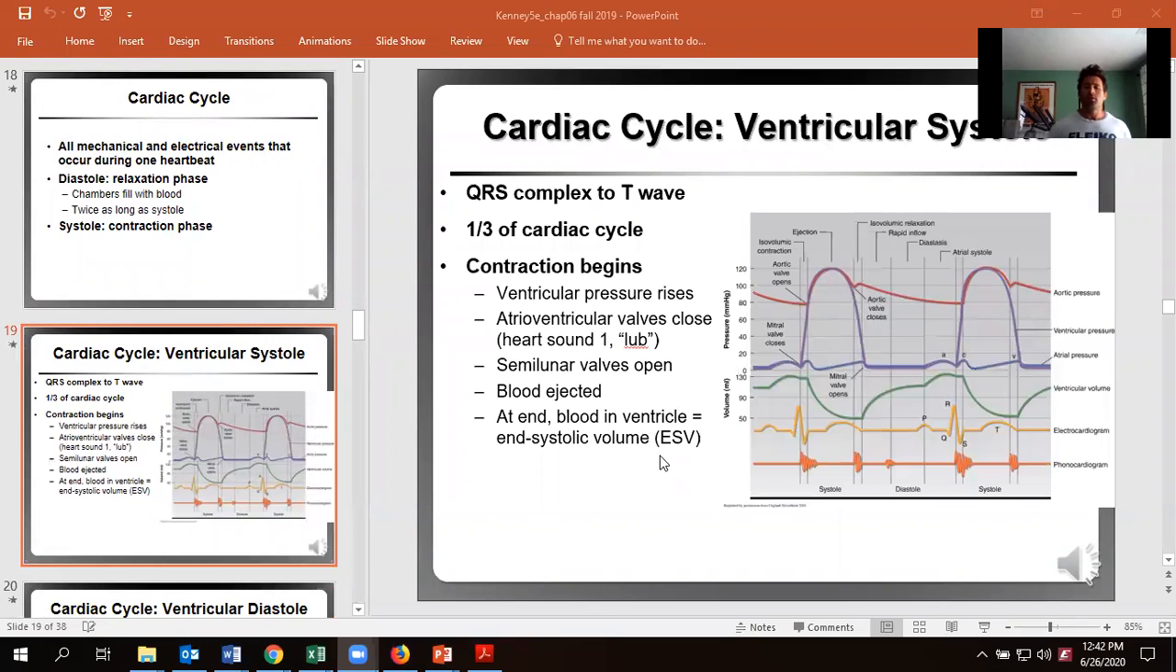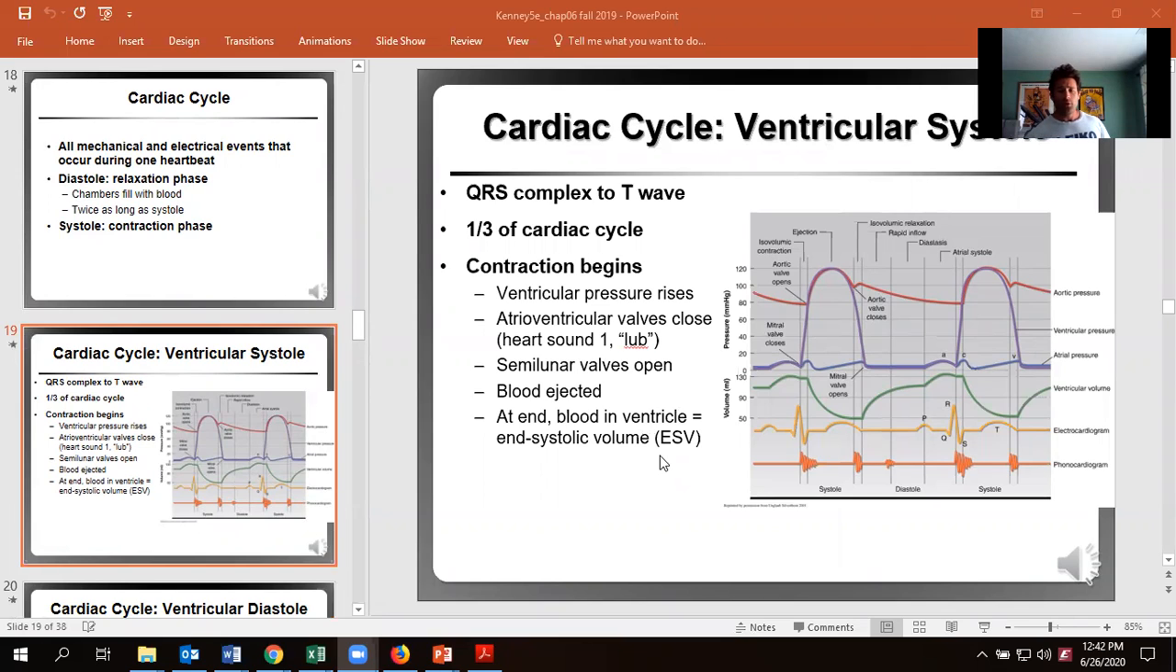Now, this is the slide to make sure you understand, because what we have on the right is what's known as the Wigger's diagram. It shows you the interaction between the pressure in your aorta, the ventricle, the atria, the volume of blood in the ventricle, the electrocardiogram, so the actual electrical conduction of the heart, and then the phonogram, so the actual sound the heart's valves are making as they open and close.